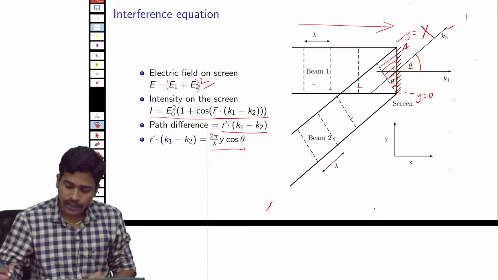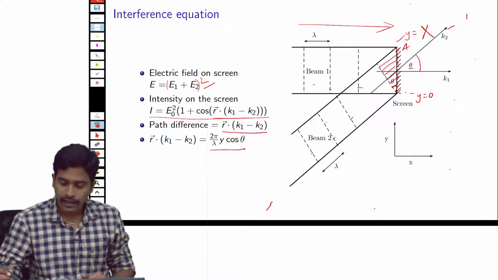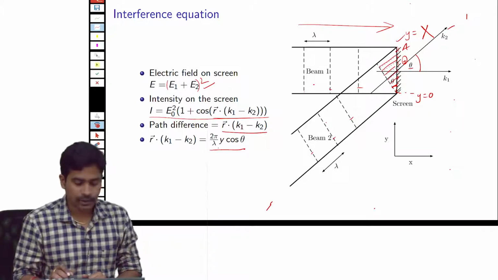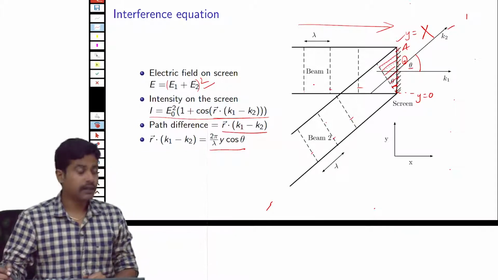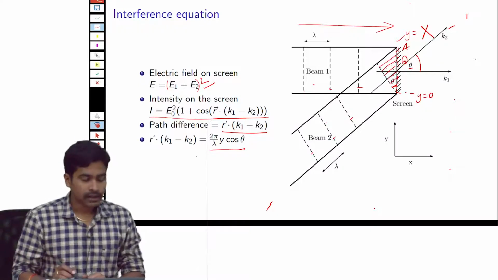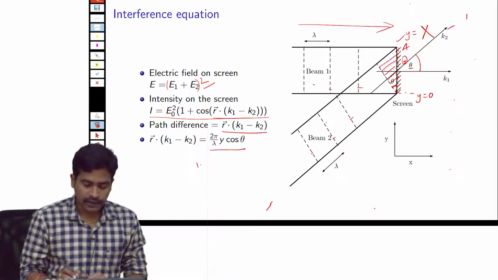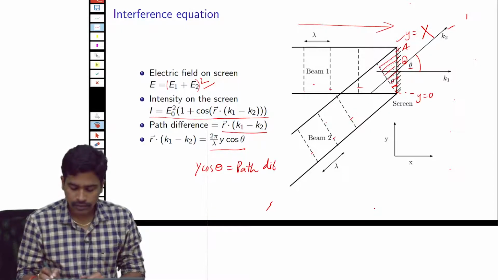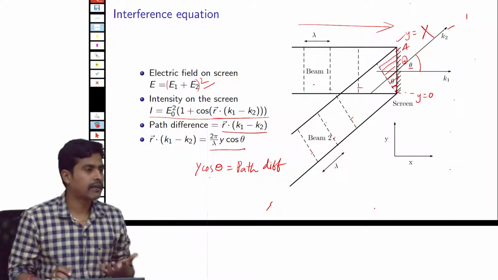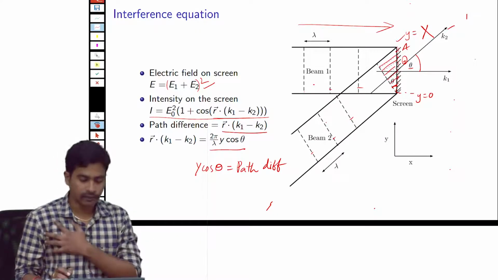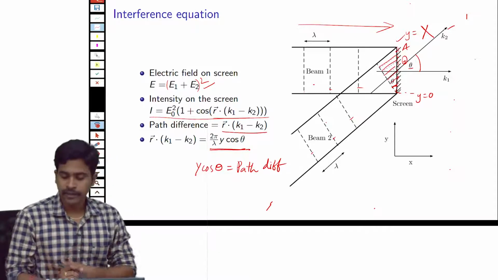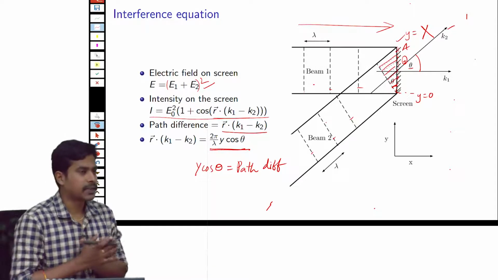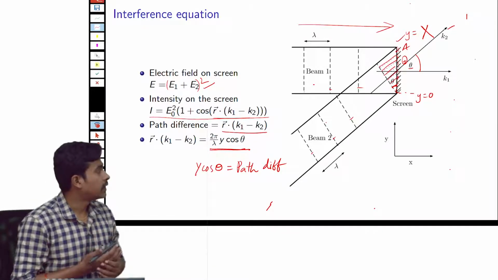If you want to find the path difference along this line on the screen at a point y, you just have to substitute that y value in this expression, and you will get the path difference. The path difference is y cos theta, and if you know the path difference, we can find the phase difference by multiplying by the wave vector magnitude, which is given by this expression. So, now we have seen the expression to use in order to find the interference pattern.